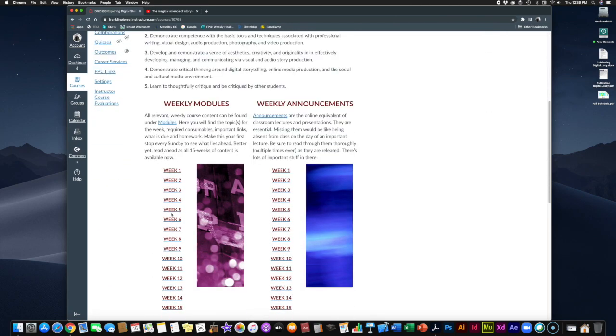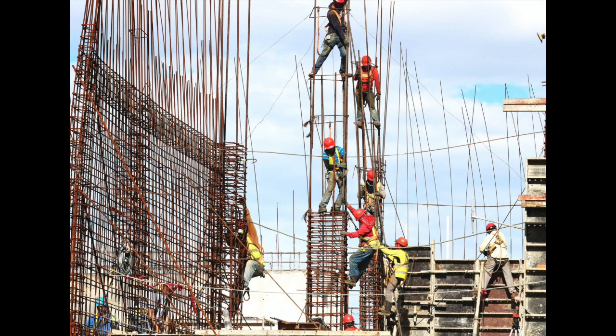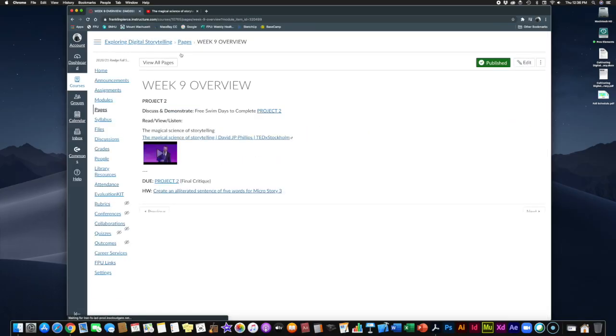So this week is basically a work week as we get to finish up project 2 of our major storytelling projects. If we take a look at the week 9 overview here, we basically have free swim days this week to complete project 2. But don't think you're just going to be working on getting it done this week and submitting that thing. There's some double checks to do and to make sure that you have accomplished some things that need to be accomplished. So we'll take a look at that in a second.